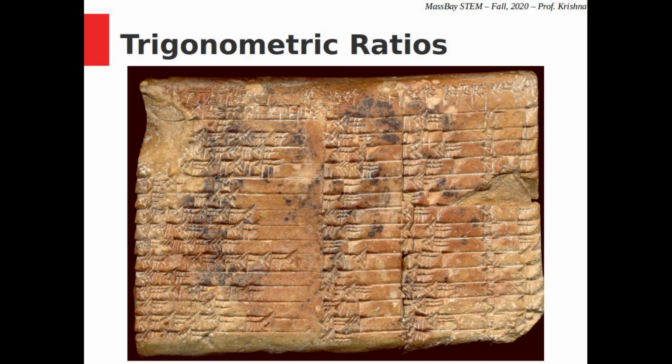This tablet you see before you is from ancient Babylonia, which corresponds to modern-day Iraq. It was carved in about 1800 BCE. It contains a list of right triangles, and it might represent the earliest description of the trig ratios.